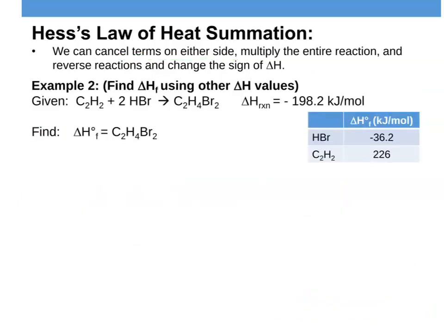So let's look at this one. Here's another example, another Hess's law one. Here we're going to find a heat of formation using other enthalpy values, using other delta H values. So I'm giving you 3 pieces of information here. I'm giving you the overall heat of reaction for this reaction, where I take 2 C2H2s and I add 2 equivalents of HBr, and I make that, and the total heat of reaction is this.